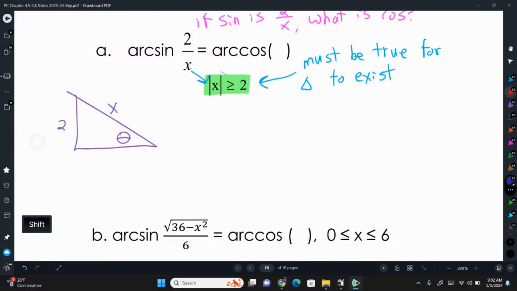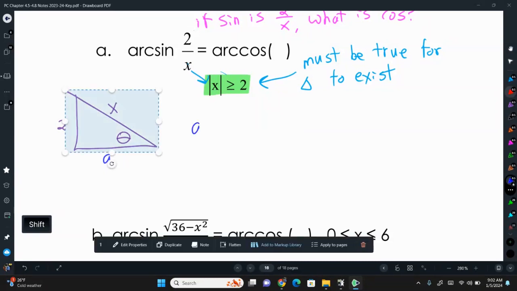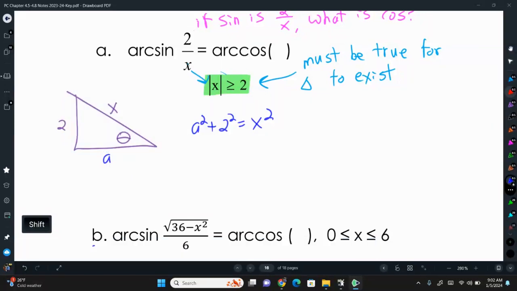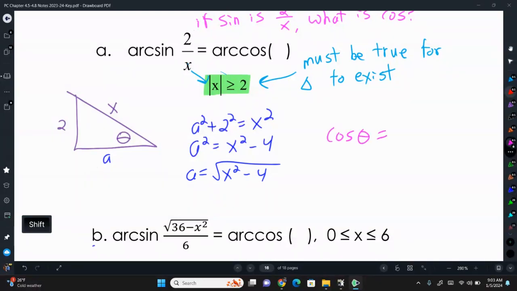So we'll do the Pythagorean theorem here and call this adjacent side a. So a squared plus 2 squared equals x squared. And we have to solve for a. So a squared equals x squared minus 4. a is equal to the square root of x squared minus 4. And because there's that subtraction sign, we can't take the square root of each of those separately. So then the cosine of theta is going to be the adjacent side, square root of x squared minus 4, over x. And we can't cancel anything out, so this would be our final answer.